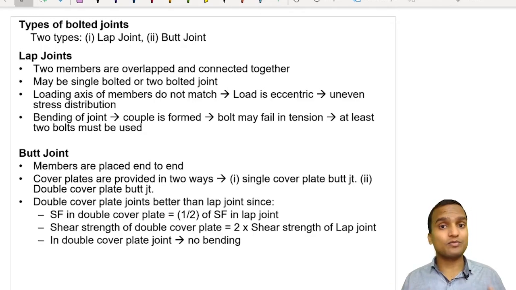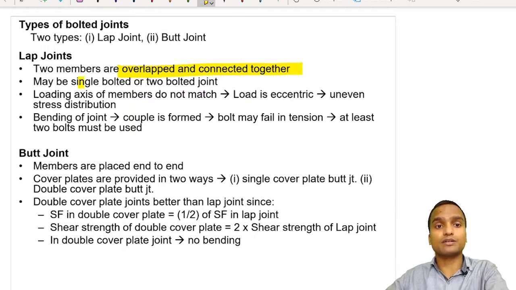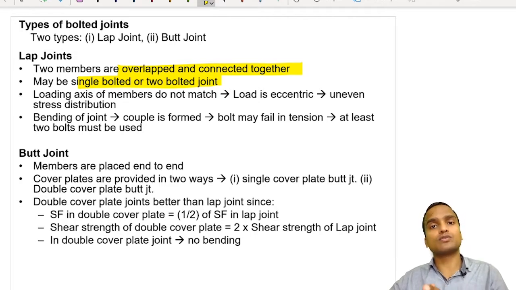Hello everyone, and now we are going to understand about the types of bolted connections and types of failures in the bolted connections. So like riveted connections, there are two types of bolted connections, lap joint and butt joint. So lap joints are those joints in which two members are overlapped and connected together. It may be single bolted or two bolted joint, or even it can be three bolted joint. It depends on the number of rows of bolts that are provided in the lap joint.